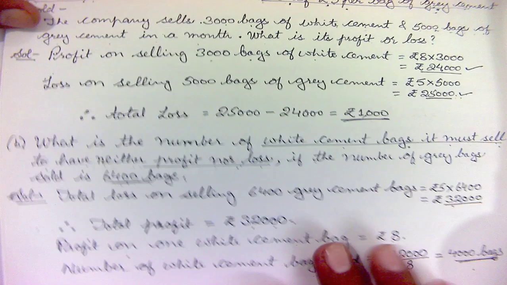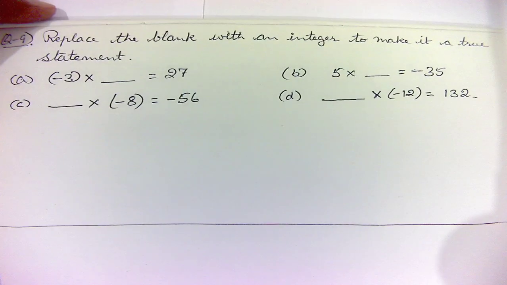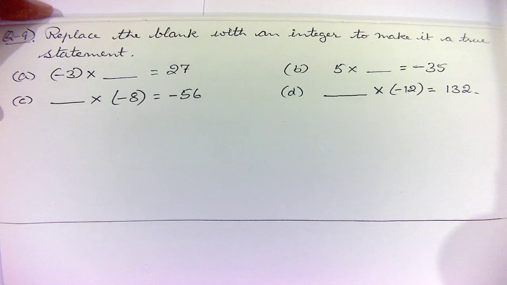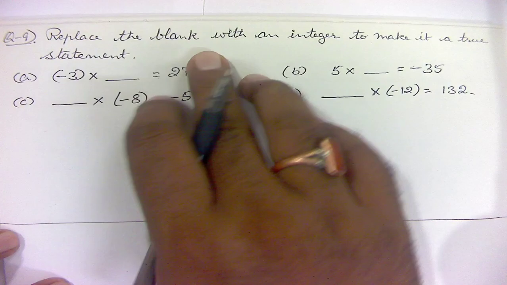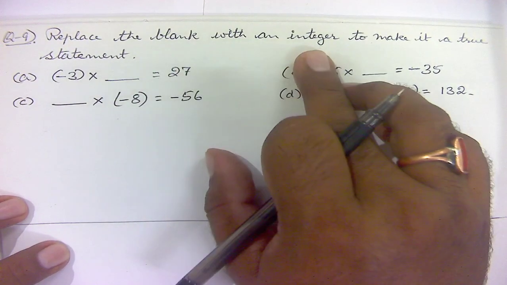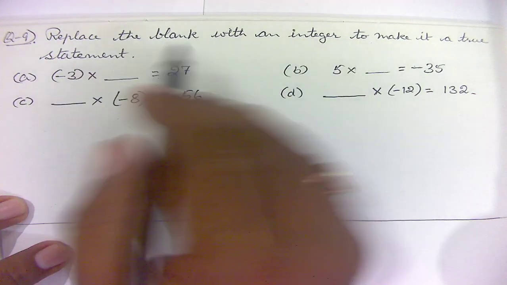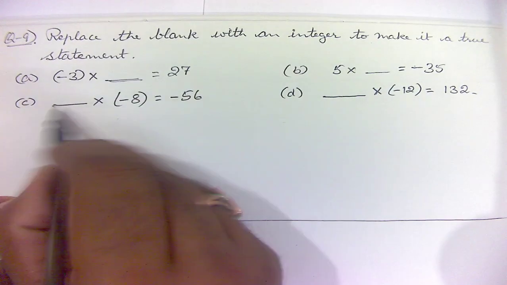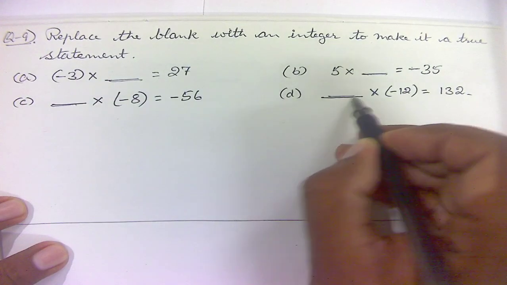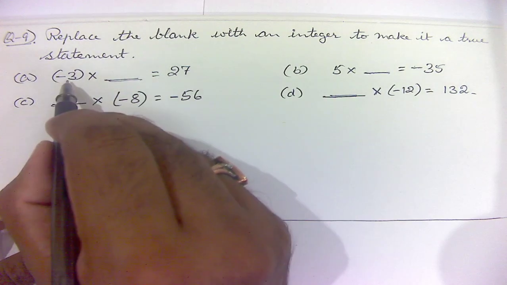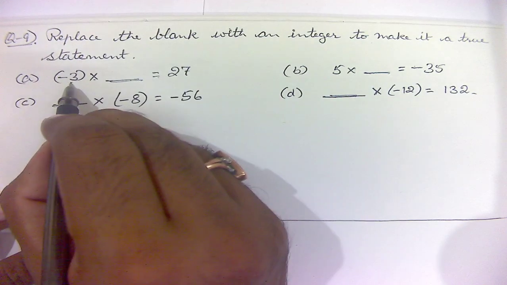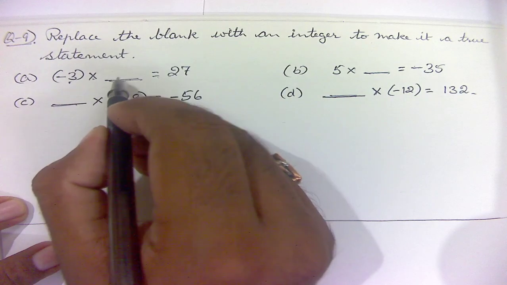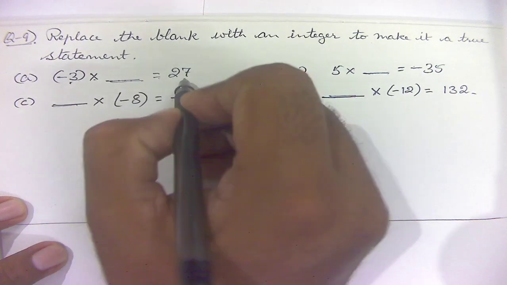Now after this, there is one more last question left. Let us finish up with that also of this exercise. The last question of this exercise says, replace the blank with an integer to make it a true statement. Now you have to just tell what integer will be in these blanks so that the statement is true. Now minus 3 multiplied by dash equals 27. So minus 3 will be multiplied by what integer so that it becomes 27.